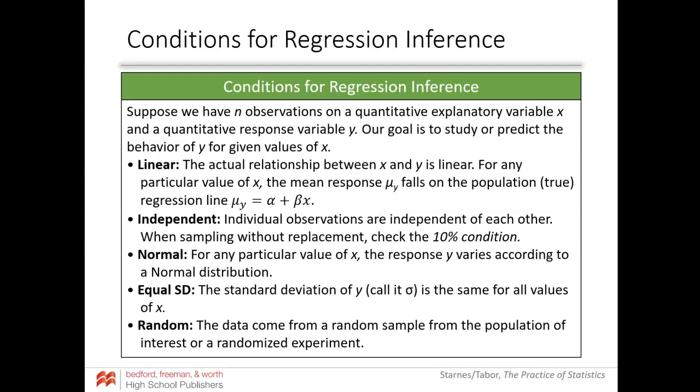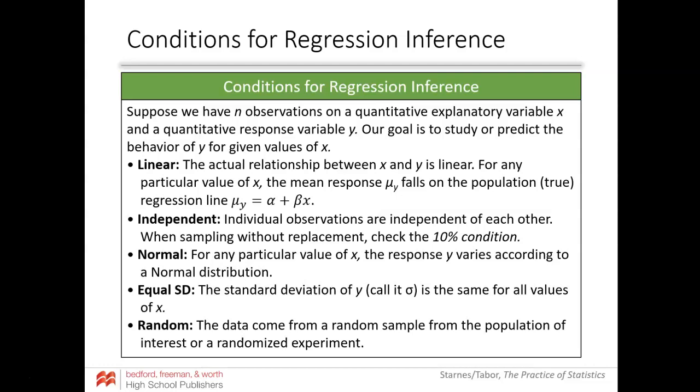Independent, just meaning that the individual observations are independent from one another, and then also remembering that if you're sampling without replacement, you have to check the 10% condition there. And then normal, meaning that for any particular value of x, the response variable, which is y, is going to vary according to a normal distribution. And we'll check that on a residual plot. A lot of these get checked on the residual plot, so that's an old idea coming back. Equal standard deviations, calling it sigma here, they're going to be the same for all values of x.